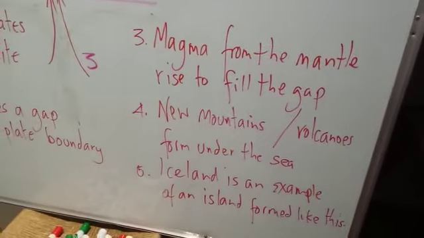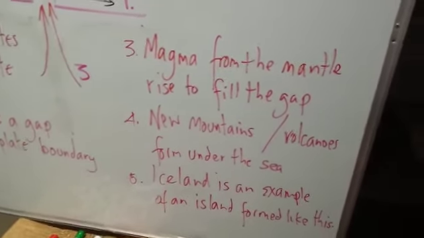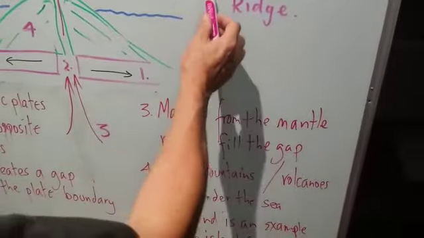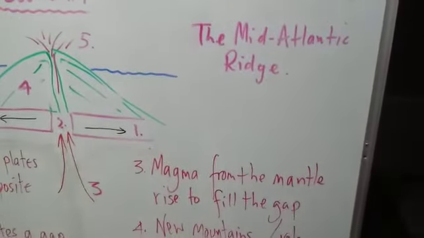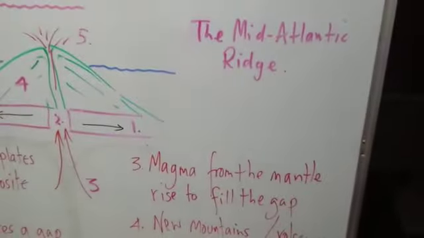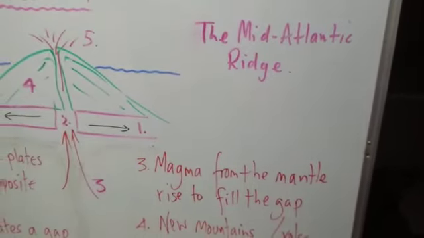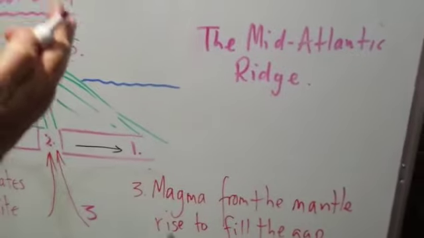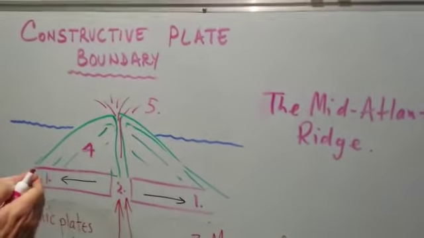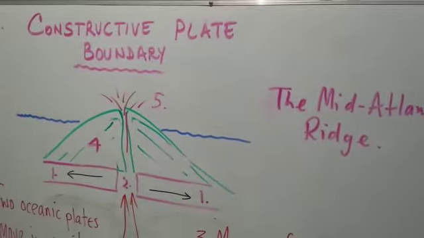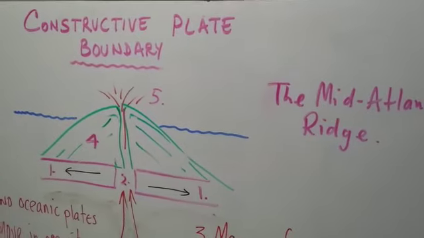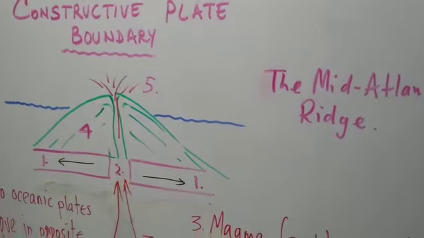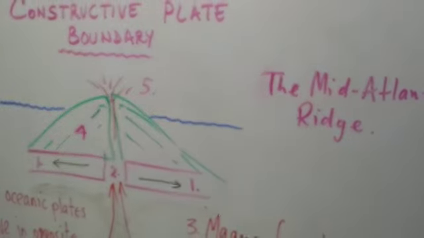In fact, there are thousands of mountains underneath the sea in the Atlantic Ocean. And it gives rise to something called the Mid-Atlantic Ridge. It's the longest and most extensive range of mountains in the world. They're just underneath the ocean. So a constructive plate boundary is one that creates new land when the plates pull apart and the magma rises to fill that, creating either volcanoes or mountains.